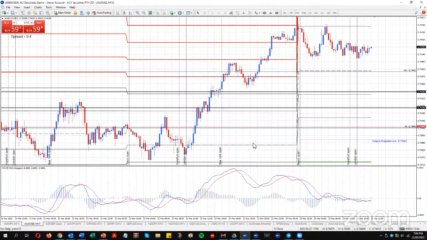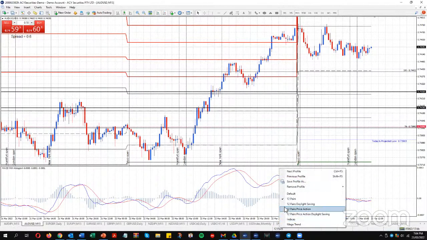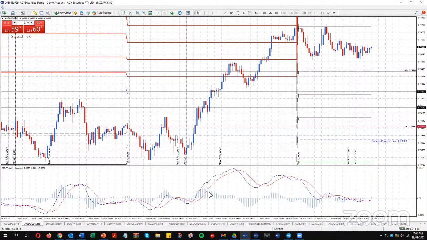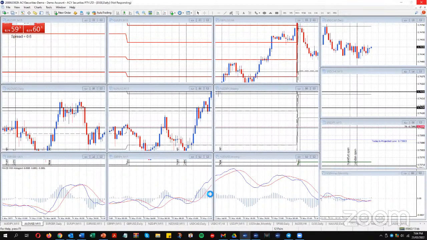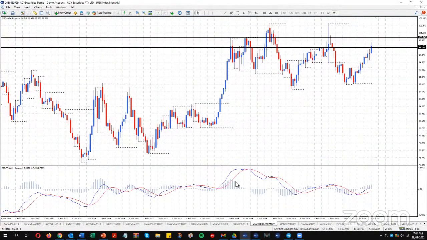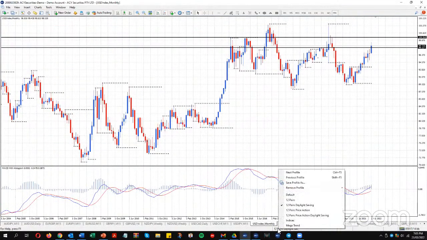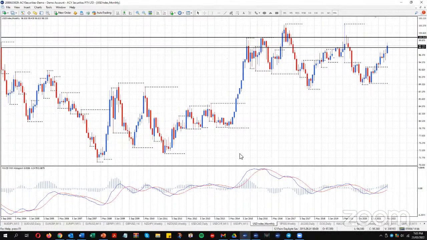All right, so I actually just need to change my groups of charts. They'll just refresh. If you're using my chart layouts, what I'm using at the moment in the profile section here is the 12 pairs daylight saving, because New York's in daylight saving now, and London will be going to daylight saving time this weekend coming, I believe. So then these charts will work perfectly when you're looking at the session opening times. All right, so the market's been very volatile.